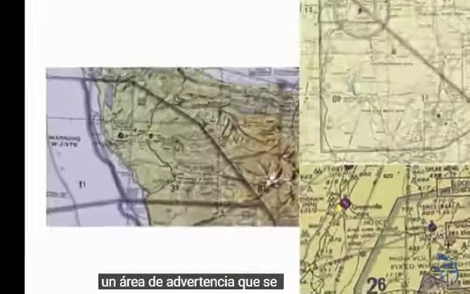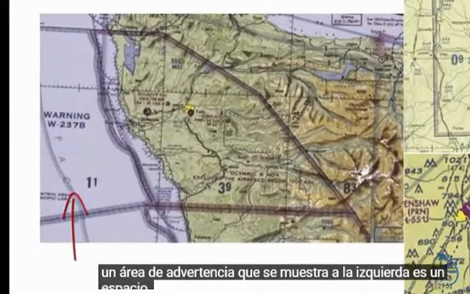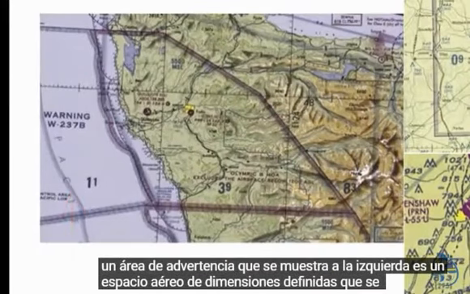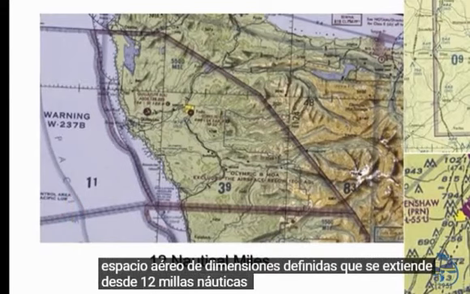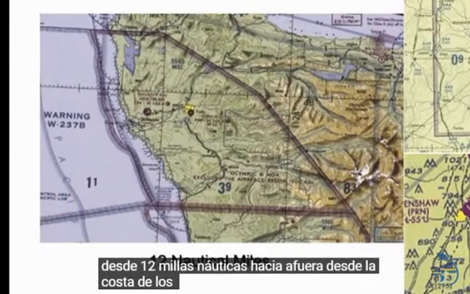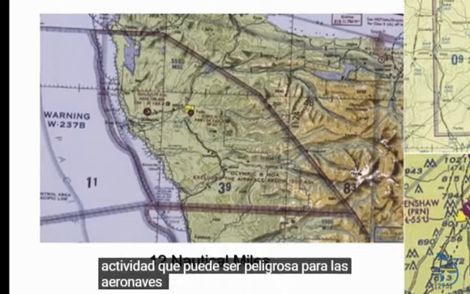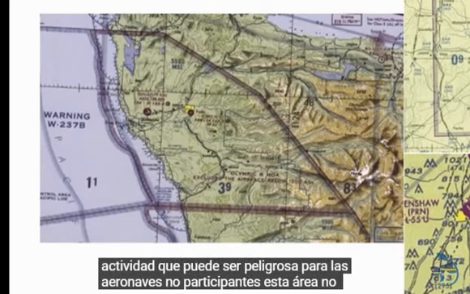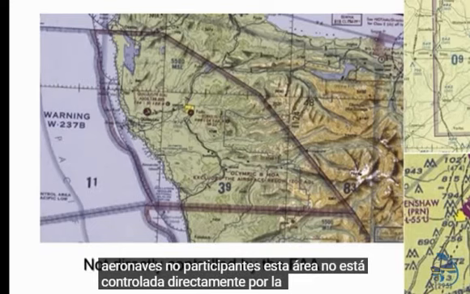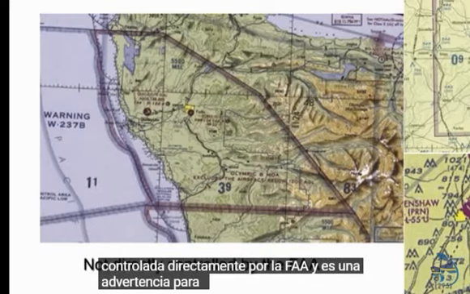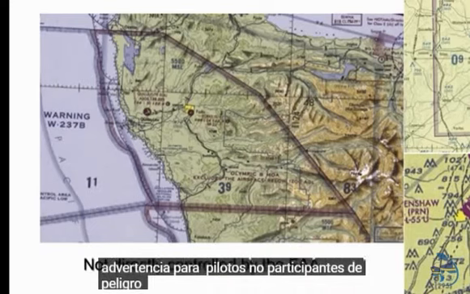A warning area, shown on the left, is airspace of defined dimensions extending from 12 nautical miles outward from the coast of the United States, containing activity that may be hazardous to non-participating aircraft. This area is not directly controlled by the FAA and is a warning to non-participating pilots of potential danger.